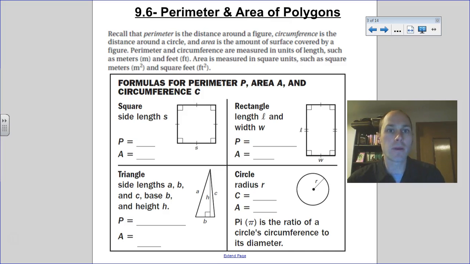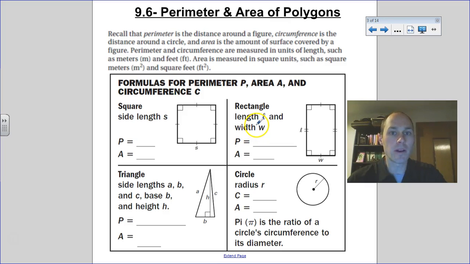So perimeter, remember, is the distance around a figure, and when it's not a polygon, it's a circle, we talk about it as the circumference, the distance around a circle. Area is the amount of surface covered by a figure, the space in between the perimeter. Measure perimeter and circumference in units such as meters and feet, linear units, and area is measured in square units such as square meters and square feet.